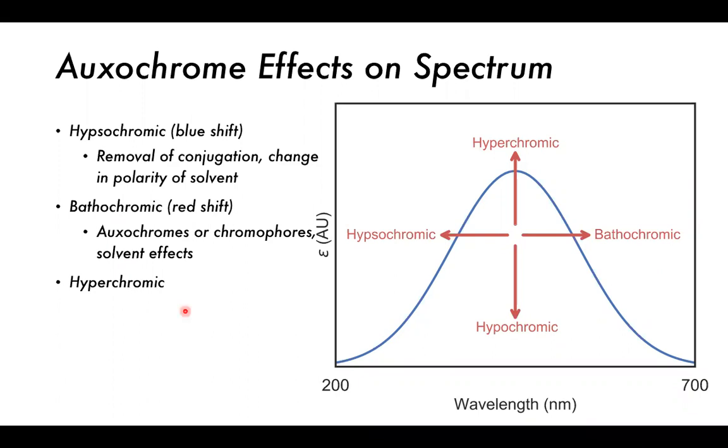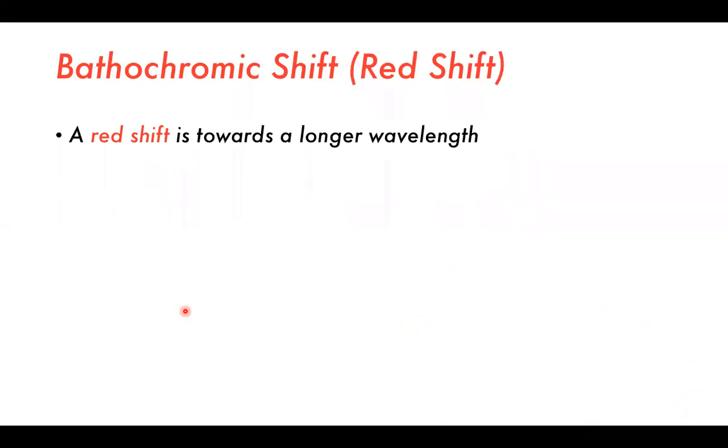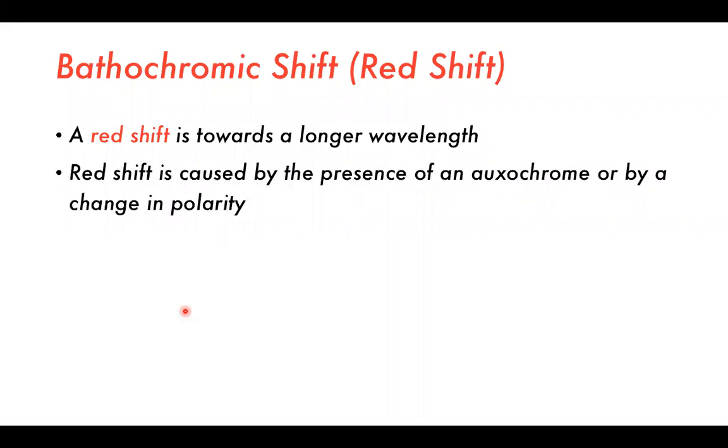Hyperchromic obviously increases the intensity, and hypochromic decreases the intensity of the spectrum. So bathochromic shifts are a red shift towards a longer wavelength. A longer wavelength, if we recall from Planck's relationship, corresponds to a lower energy. So a red shift is caused by the presence of an auxochrome or by a change in polarity.